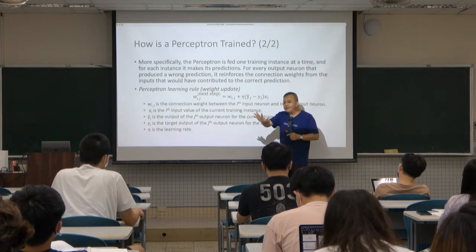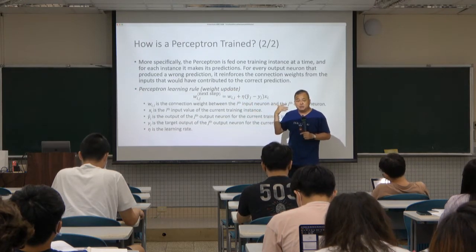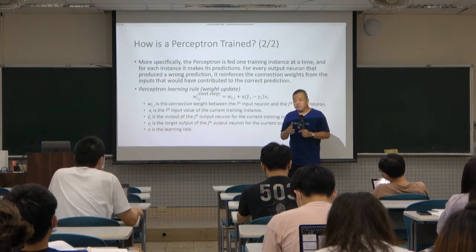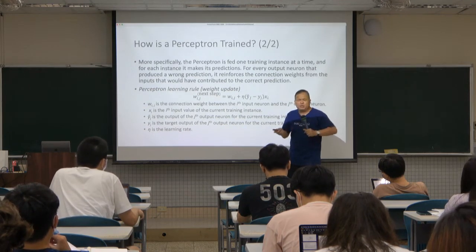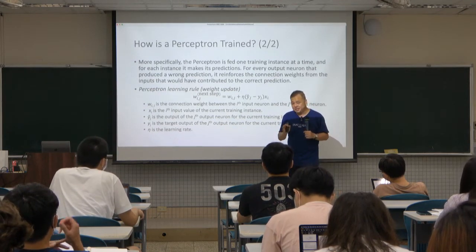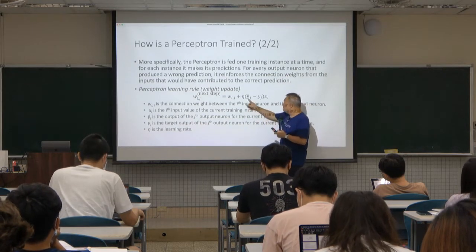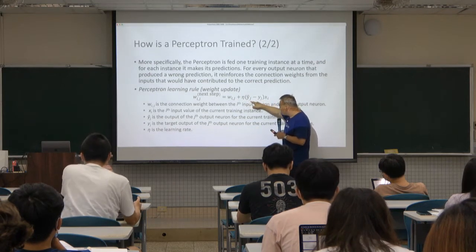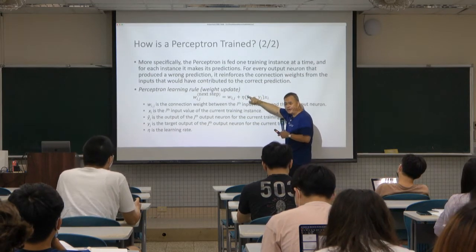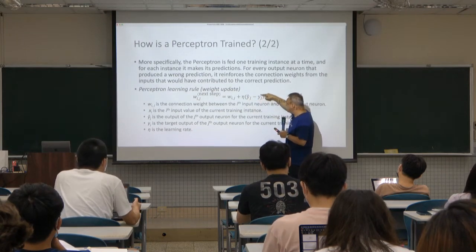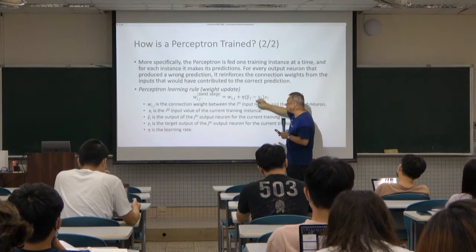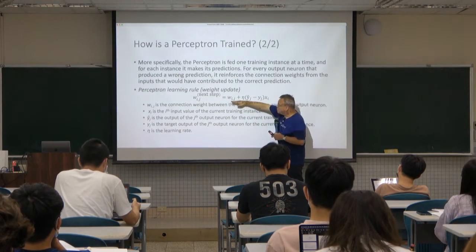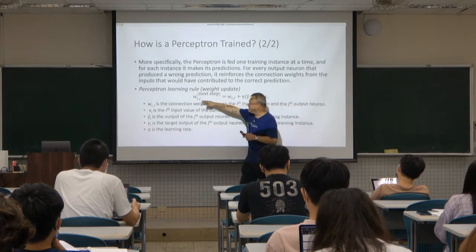Remember, in the perceptron we are talking about binary output, right? The output is either 0 or 1, assuming we use Heaviside. So if y_j hat, the prediction you get from the current model, is the same as the ground truth, these two terms cancel each other, so nothing happens. The previous weight is going to be the next weight.